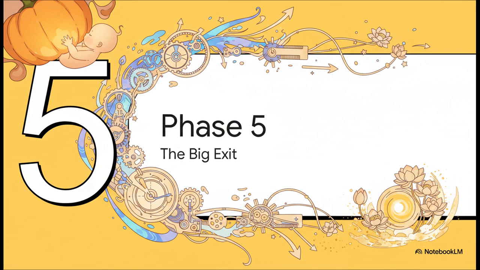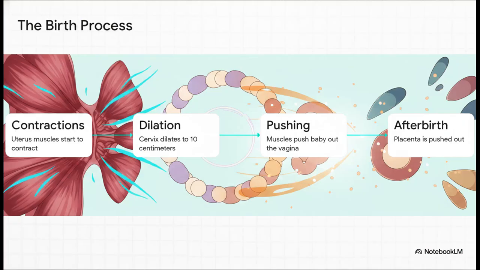And finally, Phase 5, the big exit. So the crucial point here is that birth is a highly mechanical, sequential process. First, the incredibly strong muscles of the uterus start to contract. These contractions actively push the baby downwards. Second, this pressure causes the cervix to dilate, eventually opening to a full 10 centimeters.